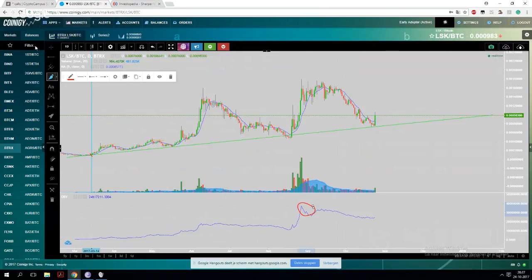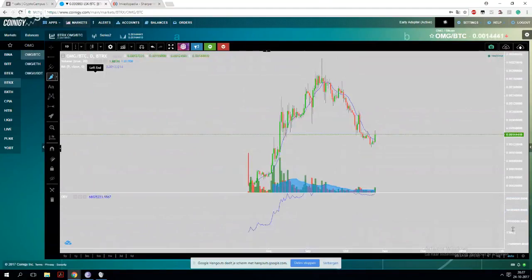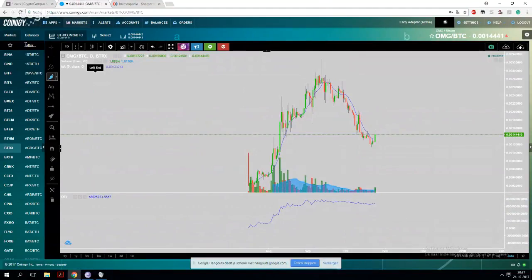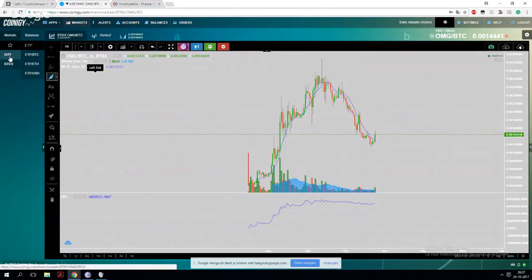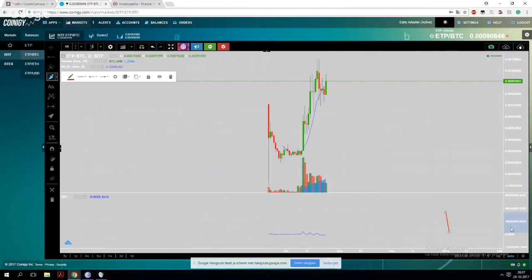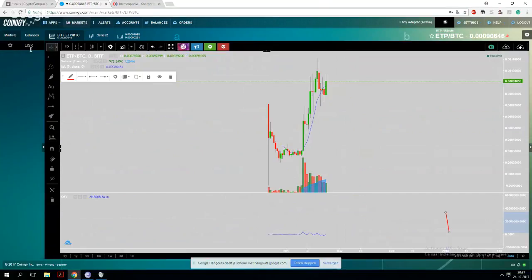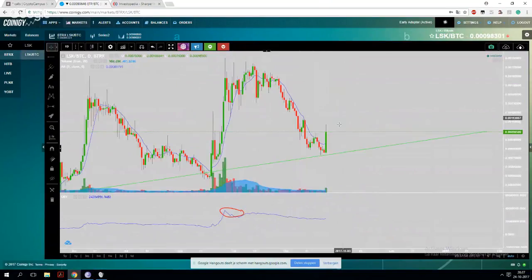Let me see if there's any chart that shows it better. No, that was not it. ETP, maybe? No, I had a chart and I completely forget which one it was. Maybe I'll come back to it later, but it showed it really nice.